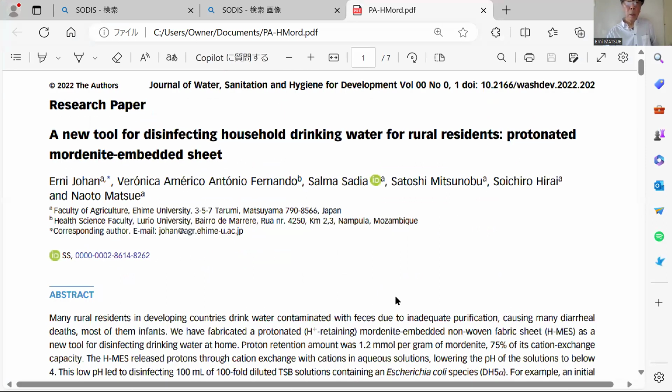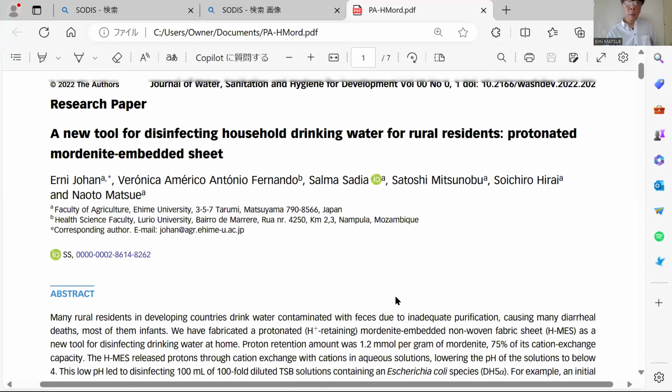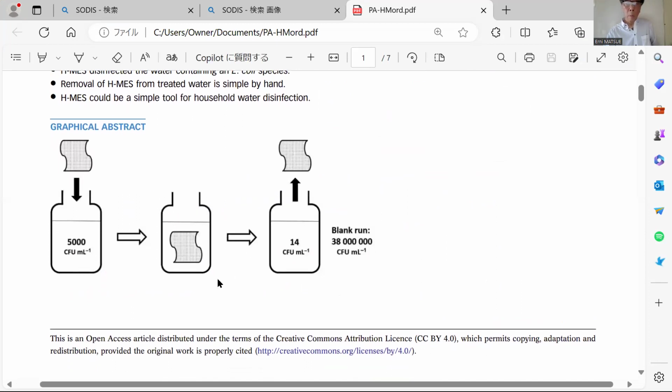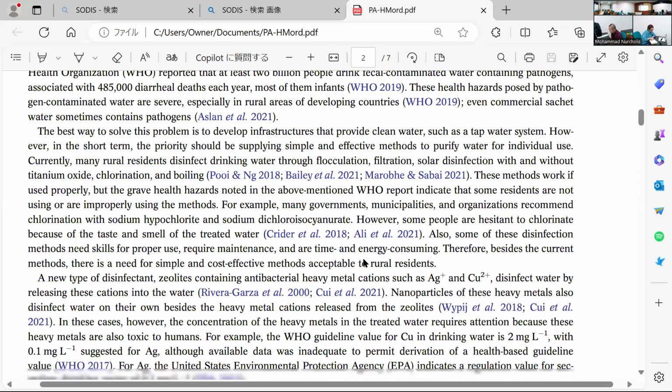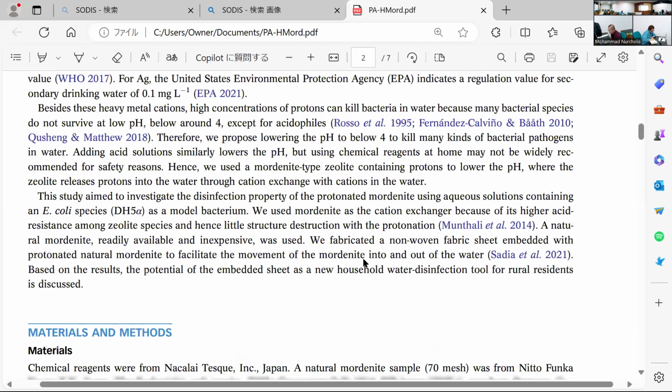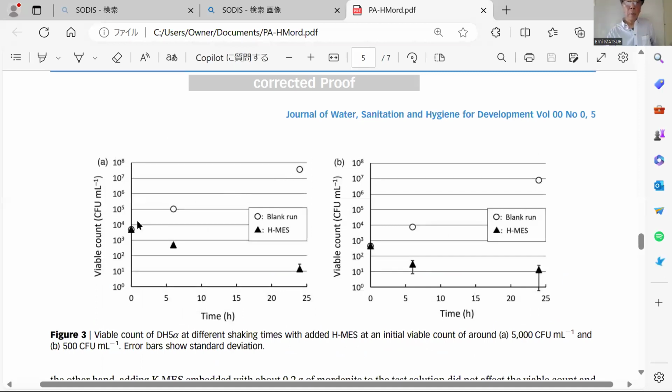This is an article. Modern embedded sheet in bacteria. So the bacteria increased by about 10,000 times after 24 hours, but the sample decreased.